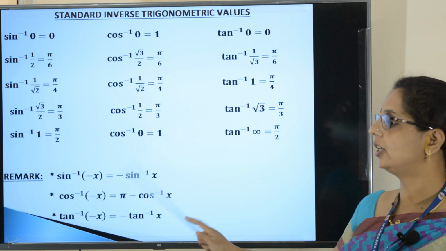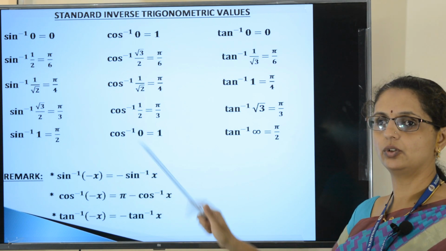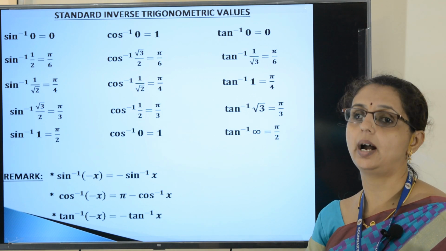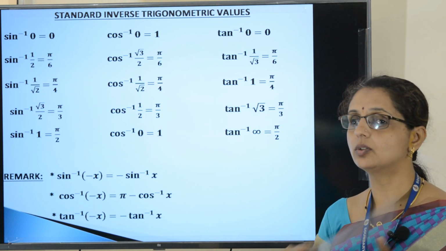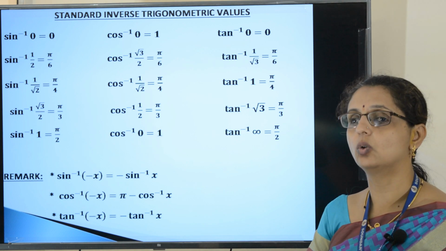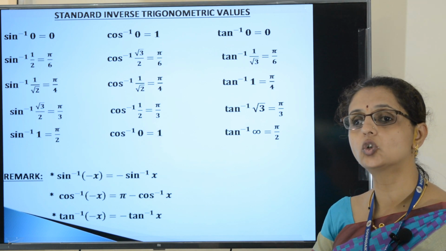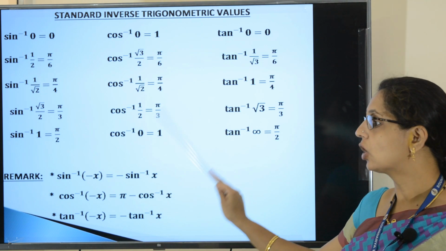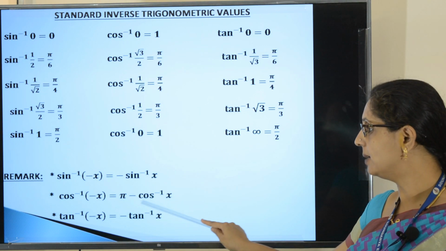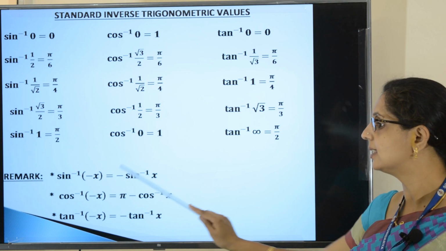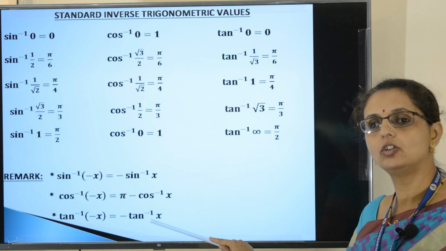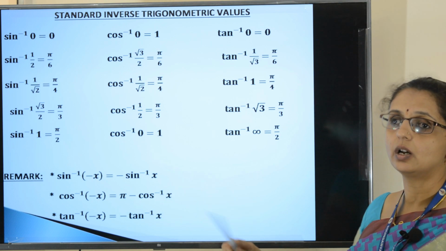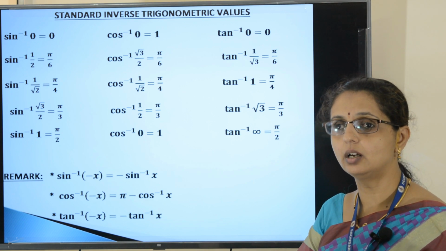I have listed a remark here, but before that, we all know that sine of minus x is what? Minus sine x. Minus comes out whenever it is sine, right? So sine inverse of minus x will also be equal to minus sine inverse x. Cos inverse of minus x is pi minus cos inverse x. Tan inverse of minus x, as usual, is minus tan inverse x. How did I write this? Using our basic trigonometric properties.